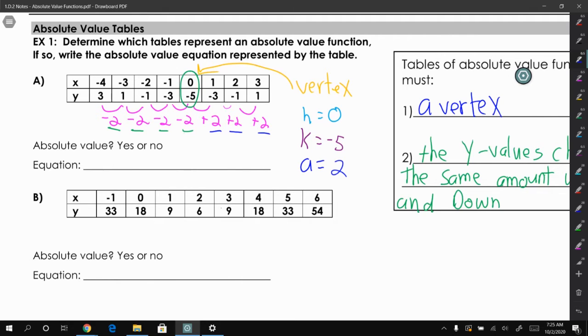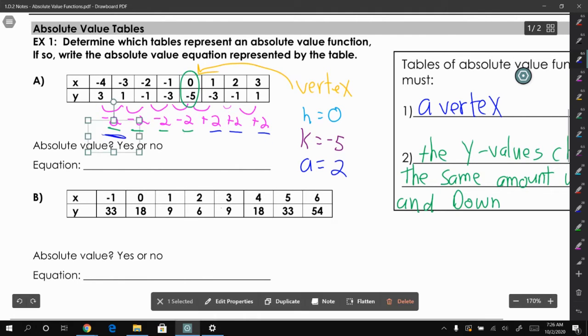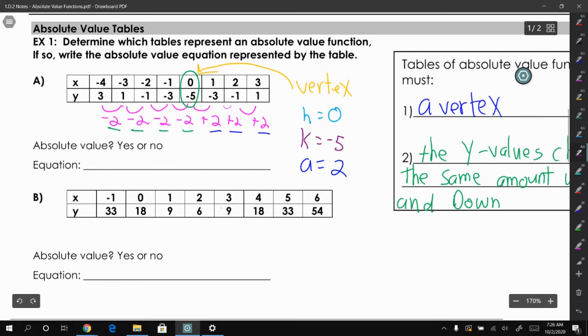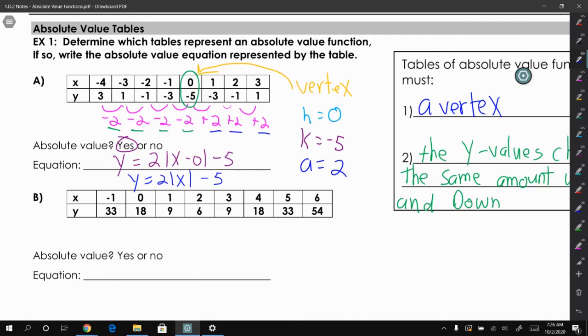If these signs had been reversed, with +2 on the left and -2 down here, then my a value would have been -2. So this is an absolute value function. The equation is y equals 2 times the absolute value of x minus 0, minus 5. You don't have to put the minus 0, so you could write y equals 2 times the absolute value of x, minus 5. Either one of those is okay. We're going to get to the point where we're not going to write the minus 0.